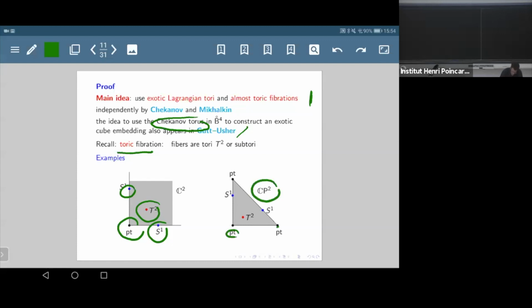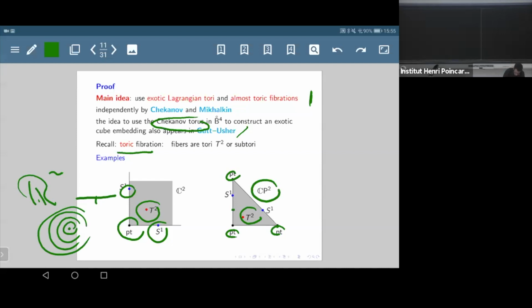You have here points, and then over the boundary you have circles, and in the interior you have tori. In R2 you just think of a point, circle, and circle, and the moment map image will just be such an array. Here you have a circle, and here a circle, and here a point, and this reflects this. Here is just a product situation, and here, for the most part, is also just a product.